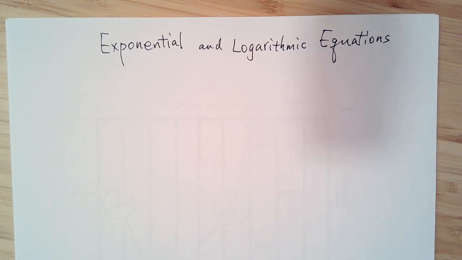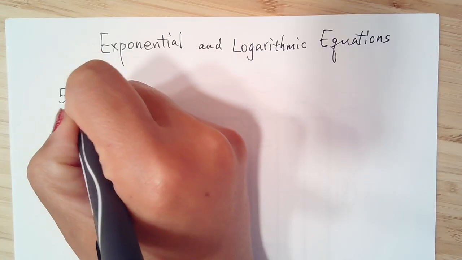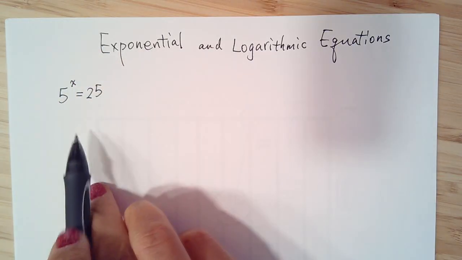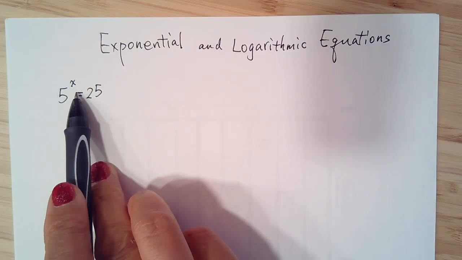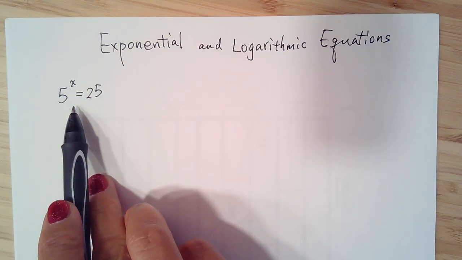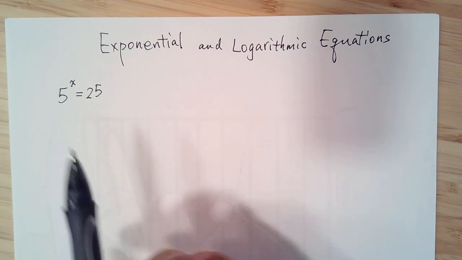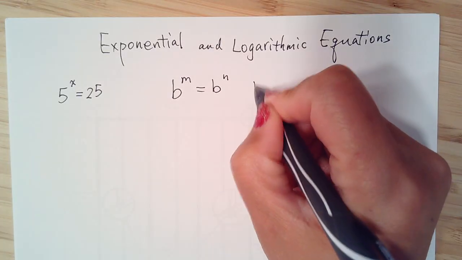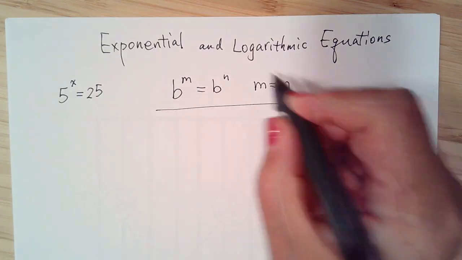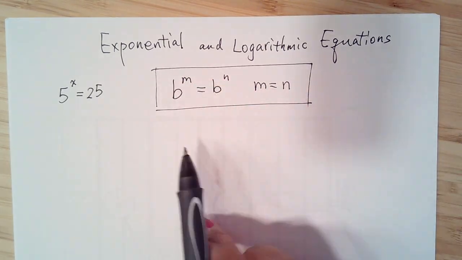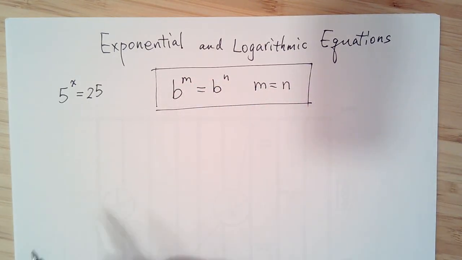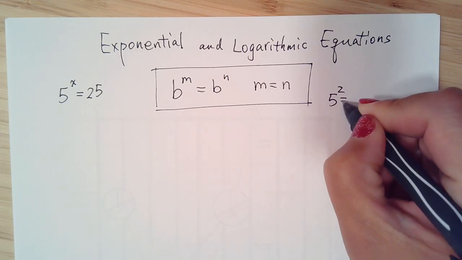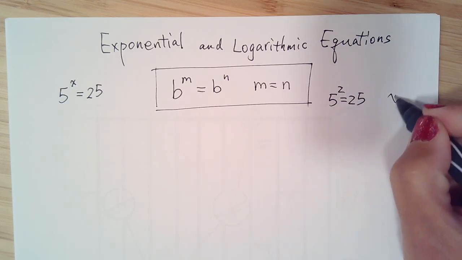For the exponential equation, that is an equation containing a variable in an exponent. For example, 5 to the x equals 25. This x is at the top, as a shoulder, in the exponent place, so that's called an exponential equation. We should know this: if b to the m equals b to the n, then m equals n. If they have the same base, then the power has to be the same. So in this case, because we know 5 squared is 25, x is just 2.